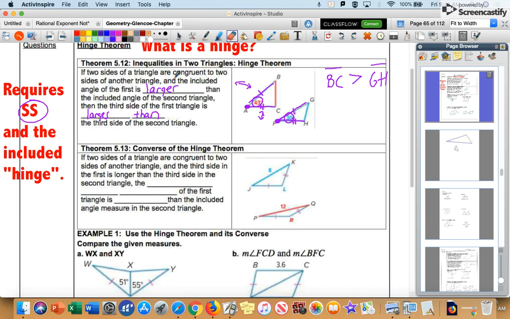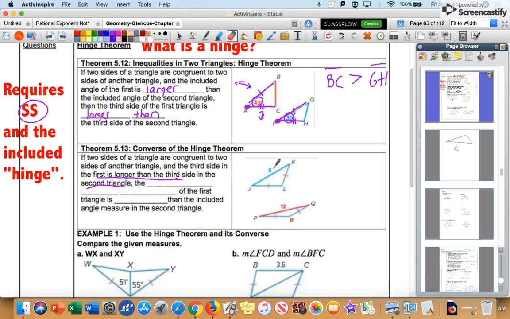If two sides of a triangle are congruent to two sides of another triangle, and the third side in the first is longer than the third side in the second. So here's that converse part. We're talking about that third side now.